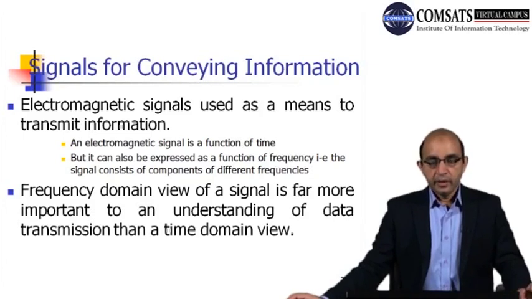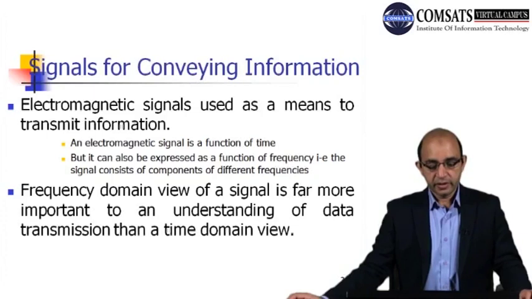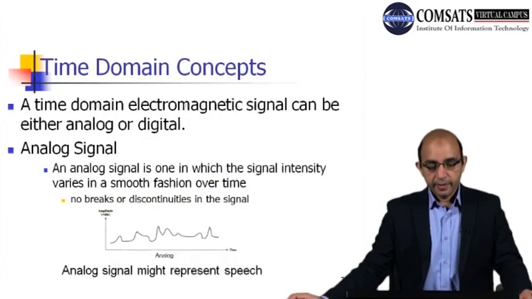But in this course, we will be focusing on frequency domain concepts of the signals, as compared to the time domain concepts. So let's start from time domain concepts. A time domain electromagnetic signal can be either analog or digital. So there are two forms of signals: one is the analog signal and the other one is the digital signal.